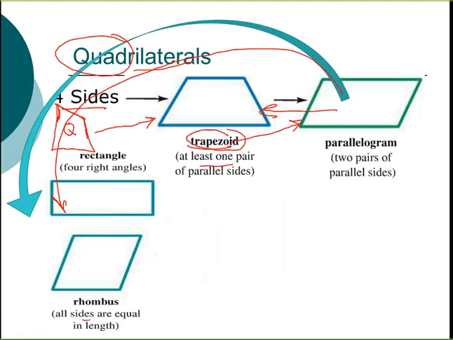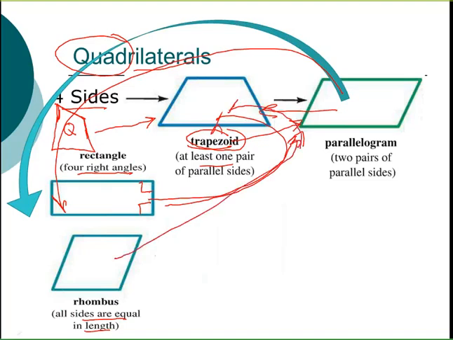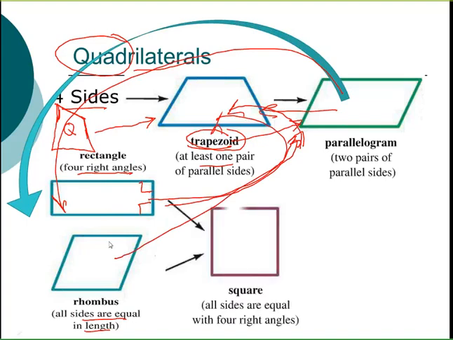Now, rhombus is special because all sides are equal in length, and the rectangle is special because it has 4 right angles. But follow this, a rectangle is a parallelogram, a rectangle is a trapezoid. A rhombus is also a parallelogram, and it's also a trapezoid. So it's just special ways of talking about it.